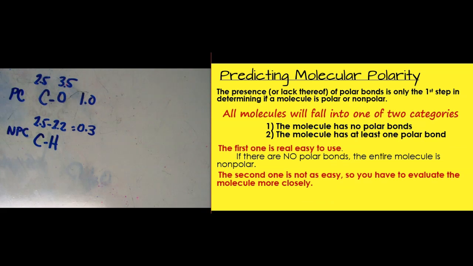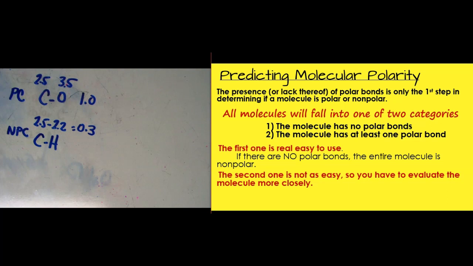We still need to finish up what we're going to be talking about, though. So the idea is all covalent molecules will fall into one of two categories. Either the molecule will have no polar bonds or the molecule will have at least one. If it falls into the first category, it's real easy, because if you read below it, what it says is if there are no polar bonds, the entire molecule has to be nonpolar.